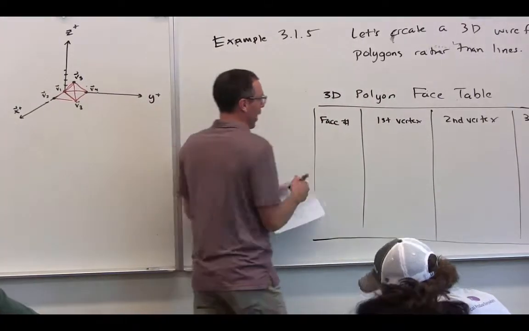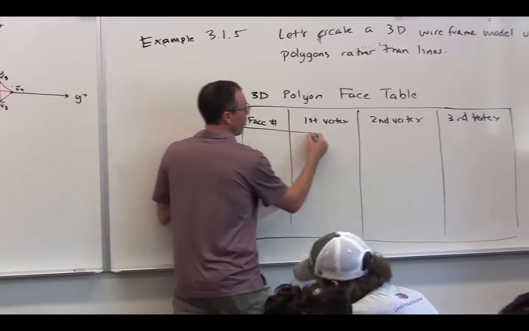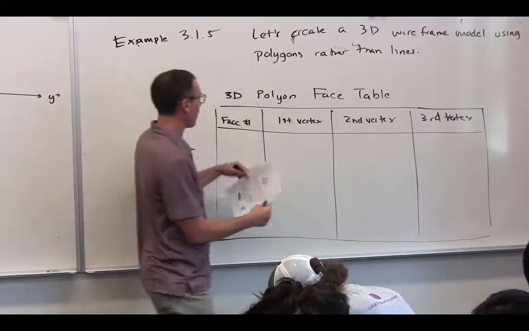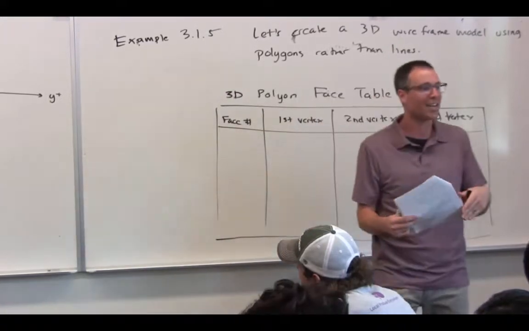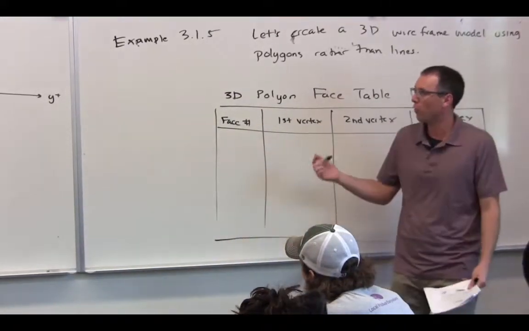All right, so let's go ahead and do this. Let's start with face number, and let's say that the lowest face number is associated with vertices with lowest index. Okay, so face 1 would be what?